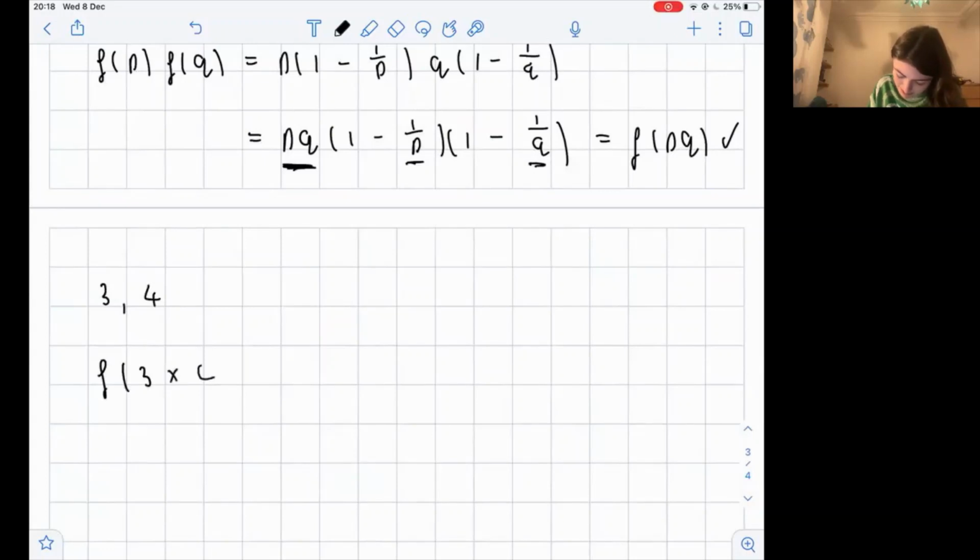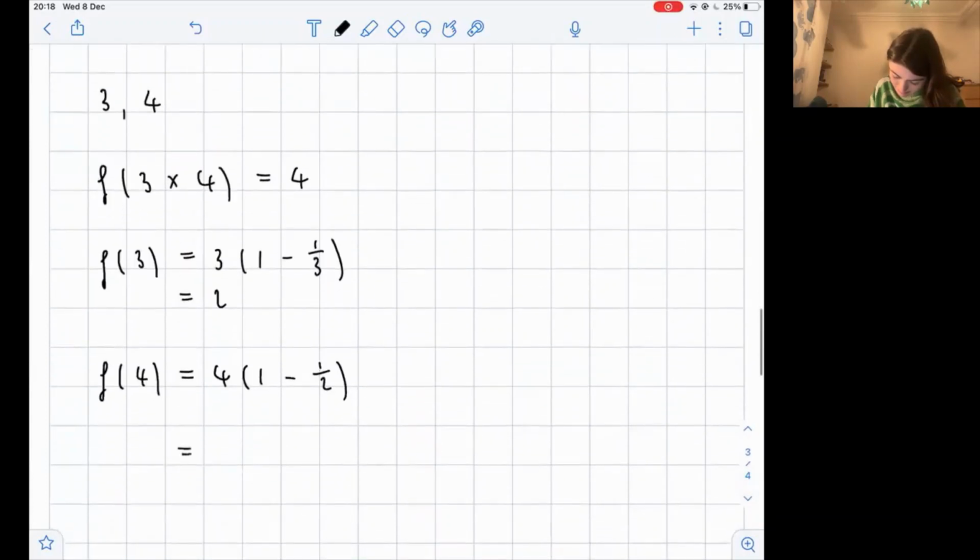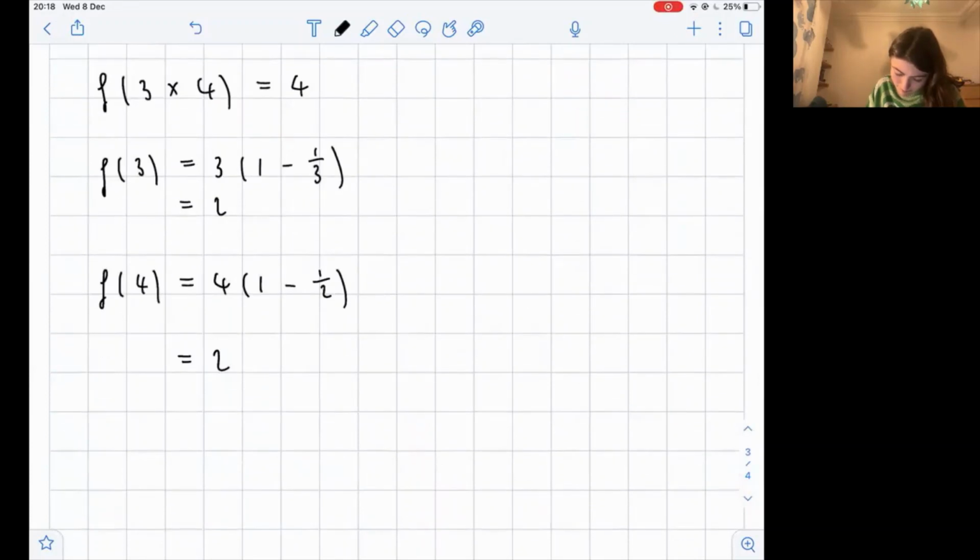F of 3 times 4 is F of 12, which we've already worked out to be 4. F of 3 equals 3 times (1 minus a third), which equals 2, and F of 4 equals 4. So then 2 times 2 is 4, so we have F of 12 equals F of 3 times F of 4.